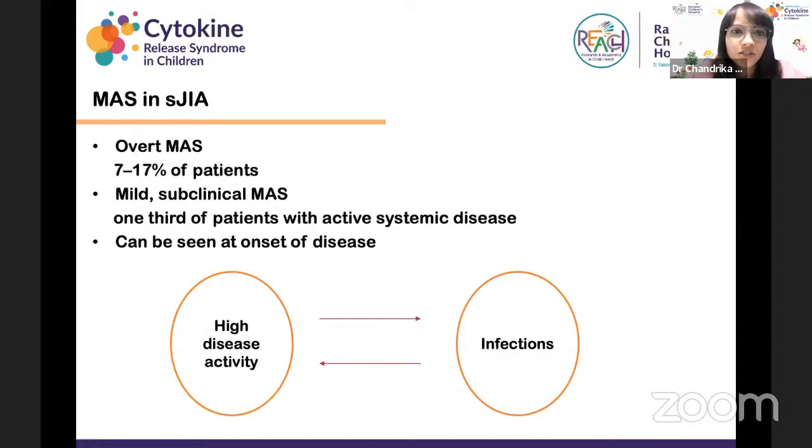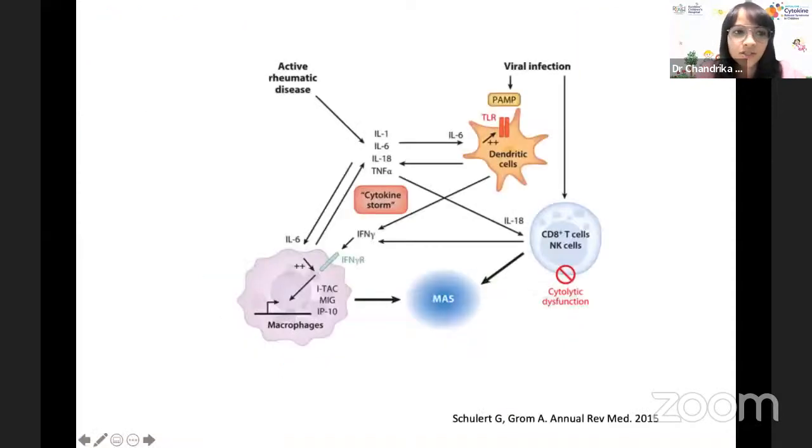So macrophage activation in systemic onset JIA. Around 7 to 17% of patients can have overt macrophage activation syndrome. But what is interesting to note is this paper, actually by Dr. Sujata Sawhney, that around 1/3 of patients actually have mild or subclinical macrophage activation syndrome in those with systemic onset JIA. And like I already mentioned, this can be seen at diagnosis, and this is probably because of a combination of very high disease activity at the onset of disease and maybe an infectious trigger, which further adds to the picture.